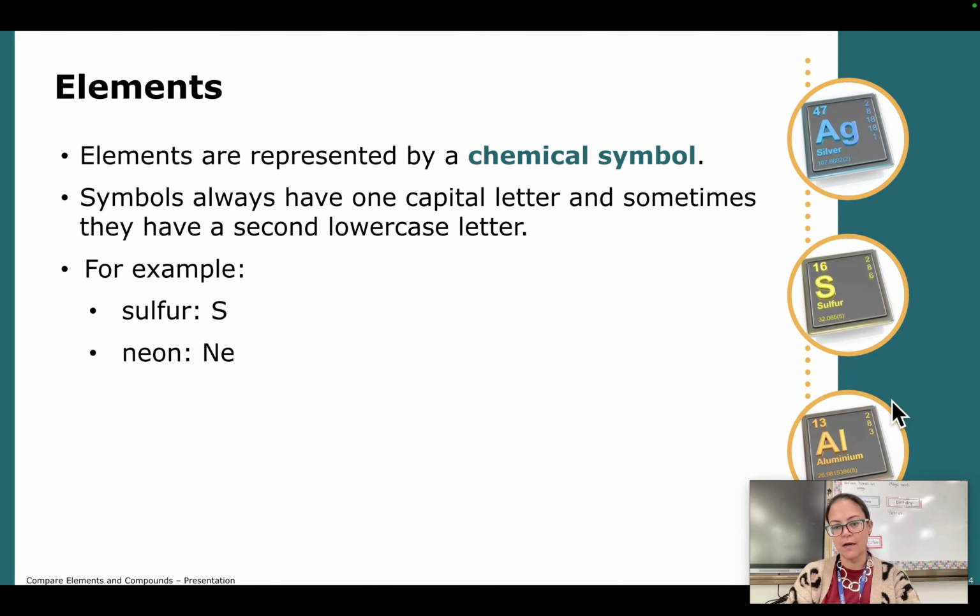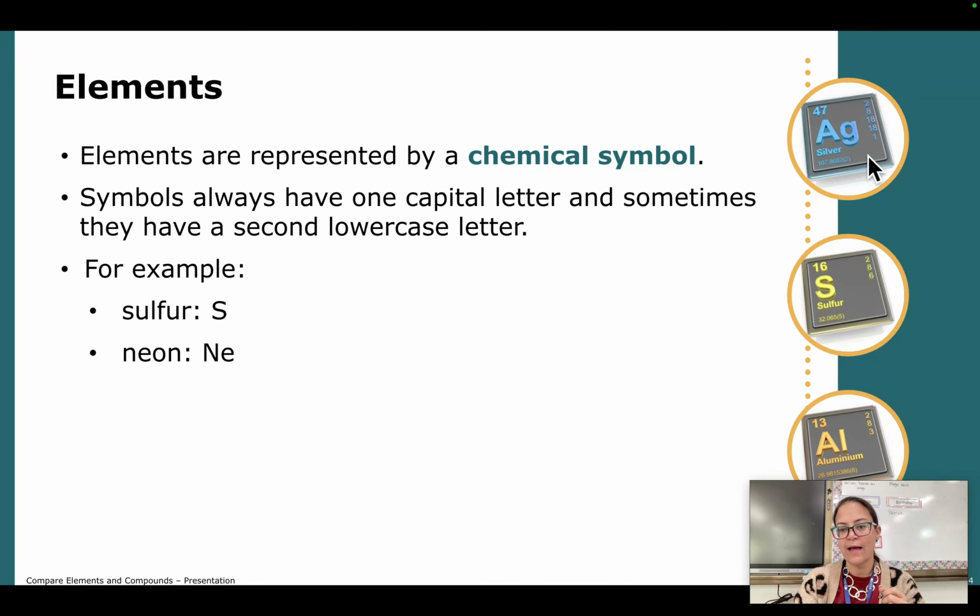So that is aluminum, and we know because you will not have two capital letters in a chemical symbol that this is a capital A and a lowercase l. A lot of kids will think that that's an A and an I, but you won't have two capital letters in one element, okay? So it's a capital A, lowercase l.